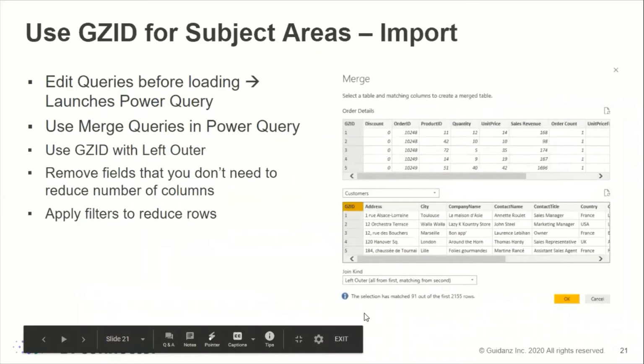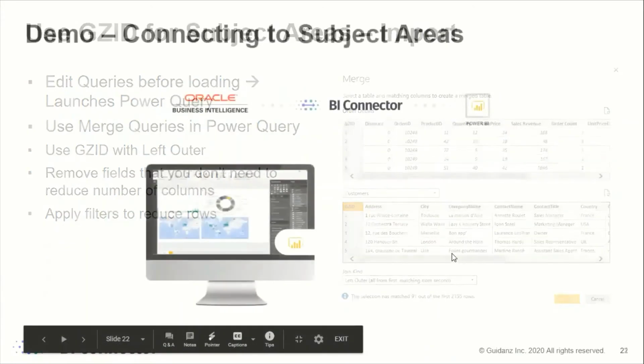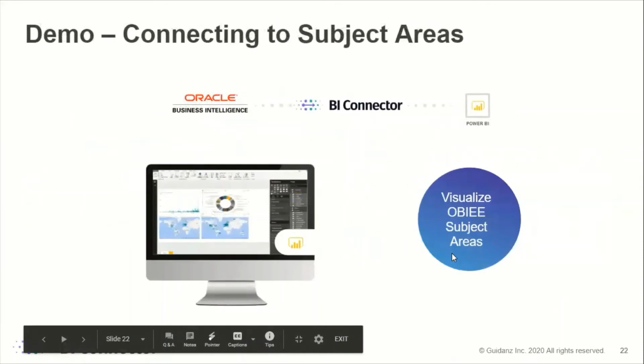So you use GCID first. In the case of importing subject areas, you would have to edit queries before loading, and then that launches the Power Query editor. Then you'll have to use merge queries for merging the fact table with each of the dimension tables. And in the relationship, you'll have to choose the join kind as left outer. And additionally, you can also improve the performance by reducing the number of columns and applying filters to reduce the rows. Okay, now let's see how to connect the subject areas from Power BI.